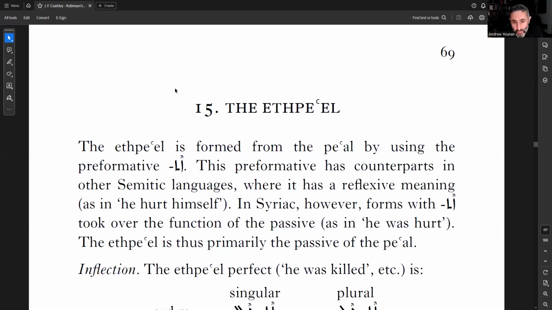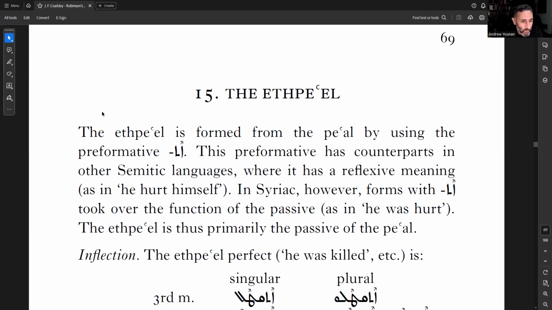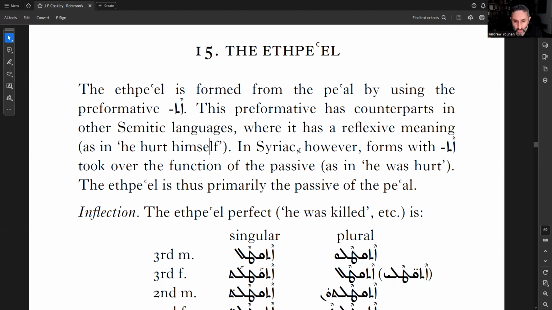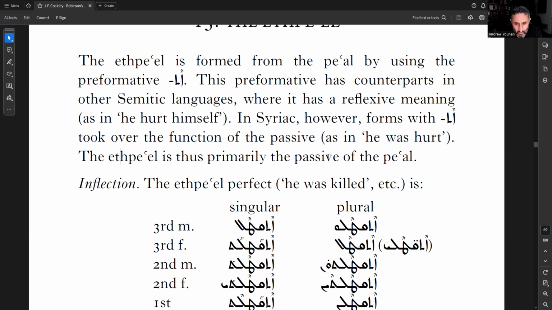Lesson 15, Syriac, the ithpa'al, or the passive of the normal form of the verb. The ithpa'al is formed from the pa'al by using the preformative ith. So the ith indicates the passive form, something that is done to someone, not that someone does. This preformative has counterparts in other Semitic languages where it has a reflexive meaning, as in he hurt himself. It can also mean that in Syriac, where it's something that you're doing to yourself. In Syriac, however, forms with ith took over the function of the passive, as in he was hurt. The ithpa'al is thus primarily the passive of the pa'al.